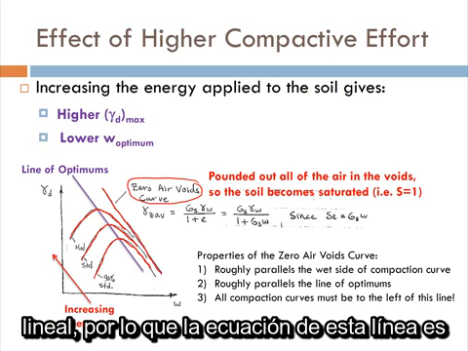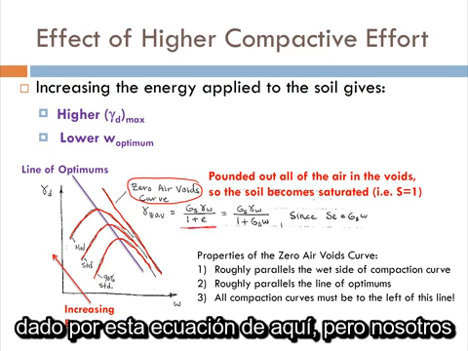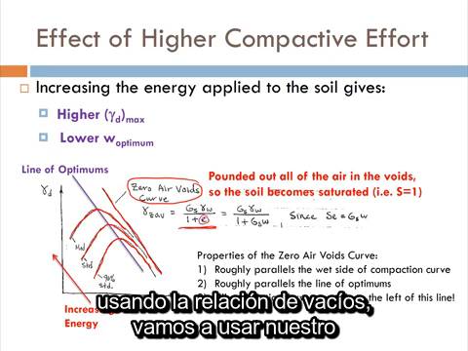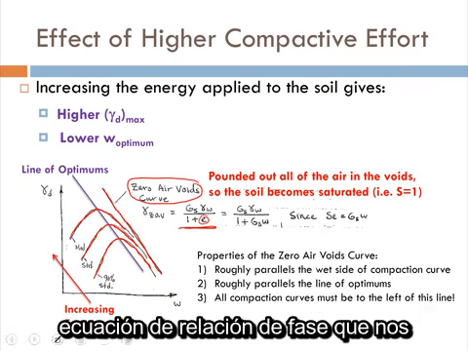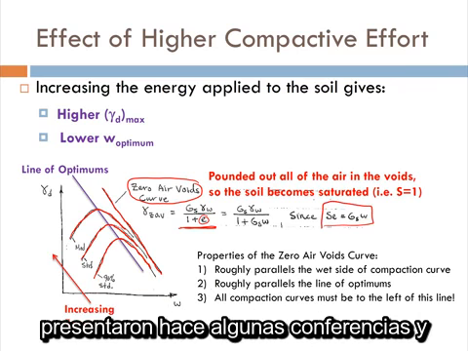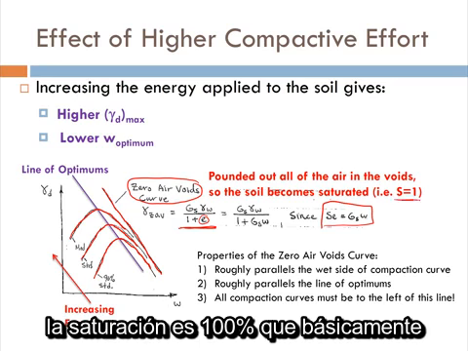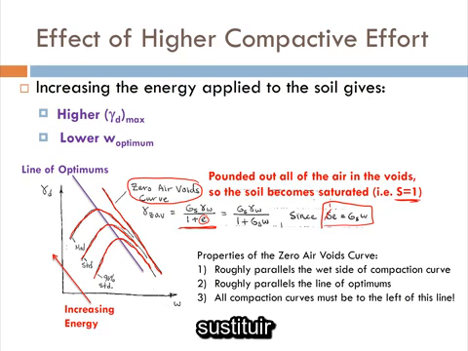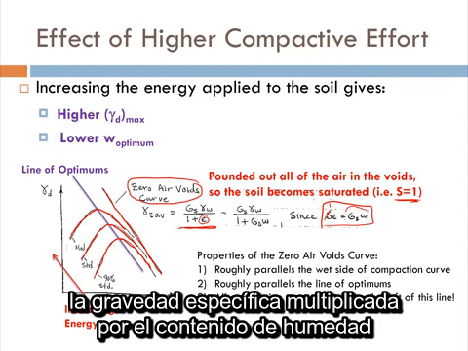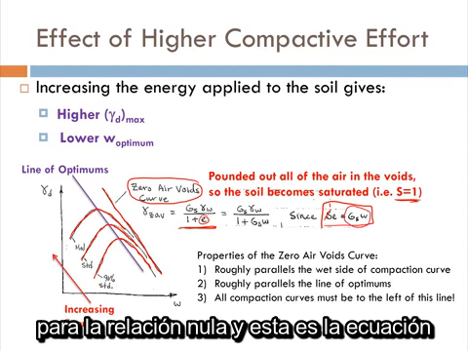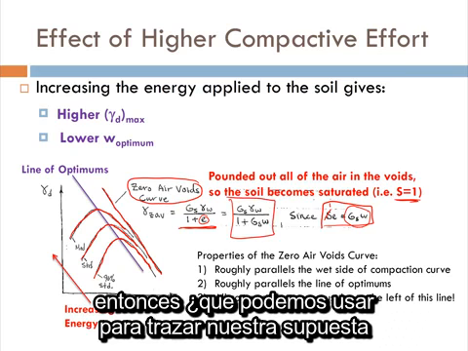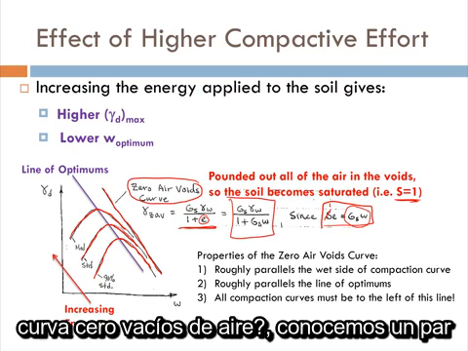So we can calculate this line with just a very simple linear equation. The equation of this line is given by this equation right here. But we want to modify it so that we're not using void ratio. We're going to use our phase relationship equation that we introduced a few lectures ago. Because we know that the degree of saturation is 100%, that basically is going to go to 1. And then we can substitute specific gravity times moisture content for void ratio. And this is the equation then that we can use to plot our assumed zero air voids curve.